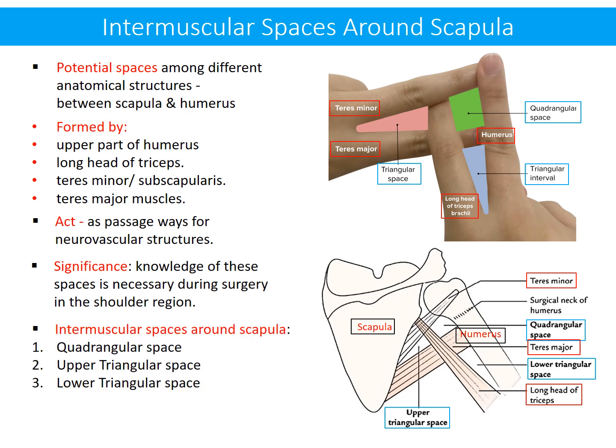There are three intermuscular spaces around the scapula. These are number 1, the quadrangular space, number 2, the upper triangular space, and number 3, the lower triangular space.